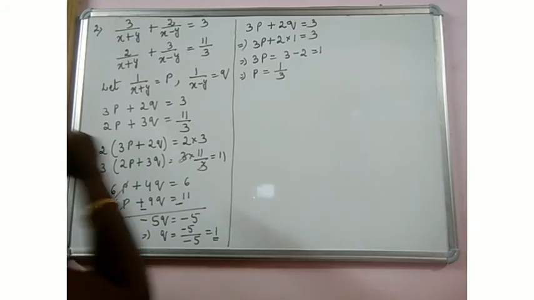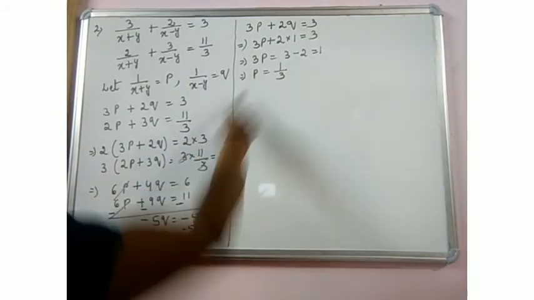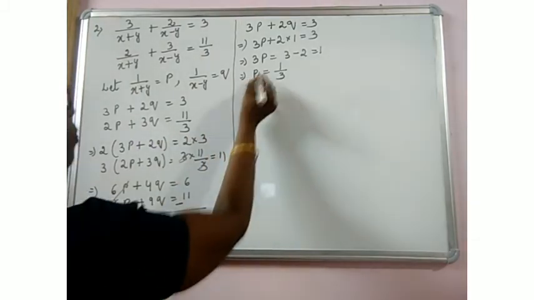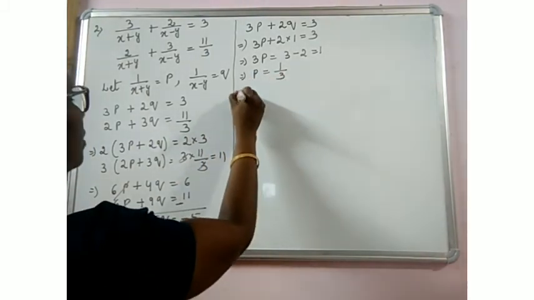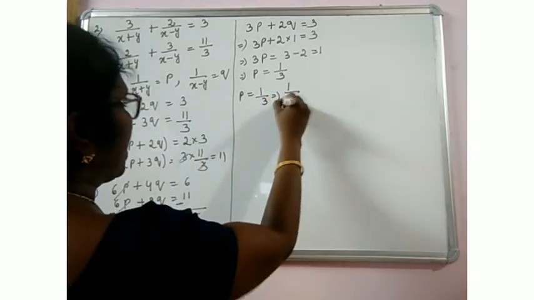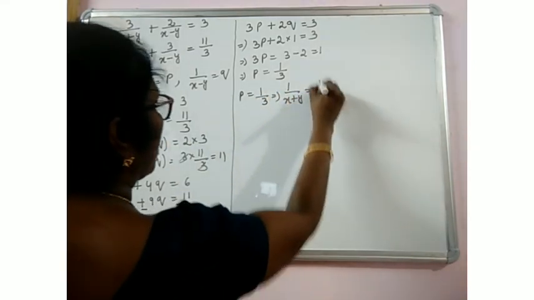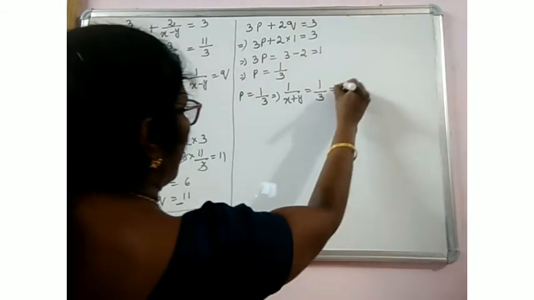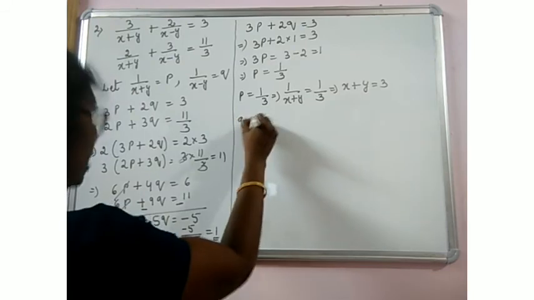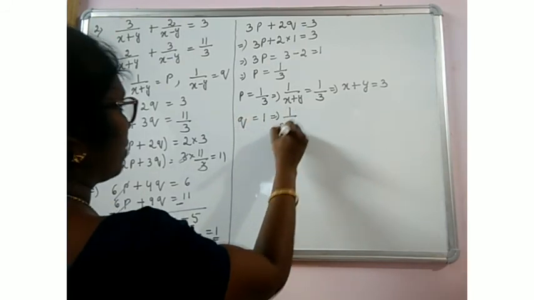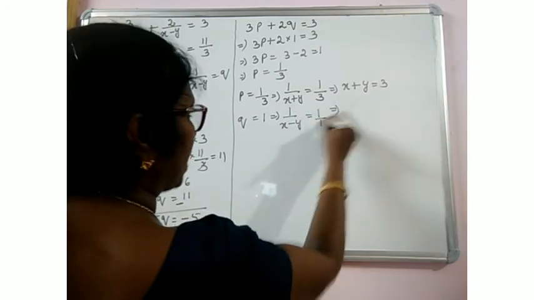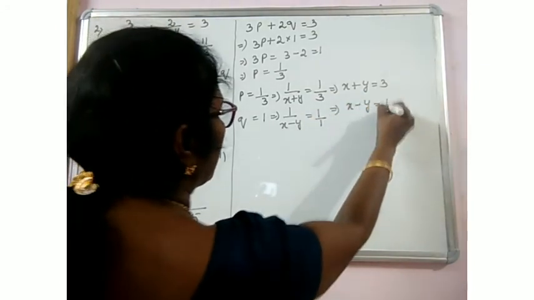Now, but we don't want the values of p and q. We have to find the values of x and y. So p is equal to 1 by 3. That means 1 by x plus y is equal to 1 by 3. That means x plus y is equal to 3. q is equal to 1. q means 1 by x minus y is equal to 1. 1 means 1 by 1, for better understanding. x minus y is 1.